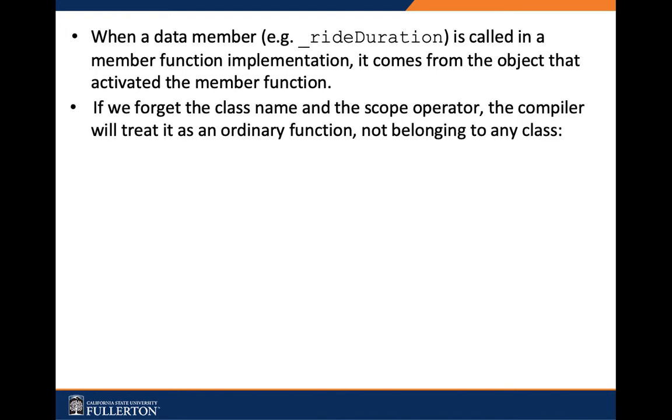If we forget to mention the class name and the scope operator, which is double colon, the compiler will treat it as an ordinary function, not belonging to any class. For example, the function writeTime with no arguments, which returns 60, is different from the function writeTime which belongs to the class Write.